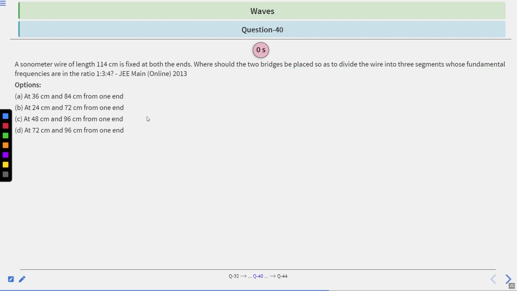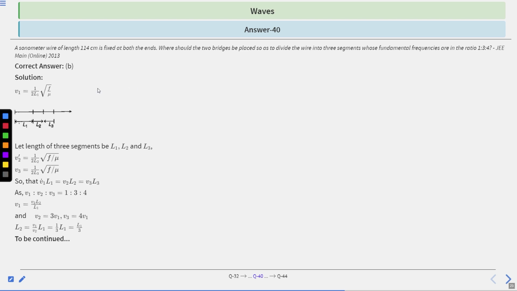Let's find a solution. So the lengths of the 3 segments are L1, L2 and L3, where V1 is equal to 1 divided by 2L1 under root F by mu. So V2 is equal to 1 divided by 2L2 under root F by mu. Similarly, V3 is equal to 1 divided by 2L3 under root F by mu.